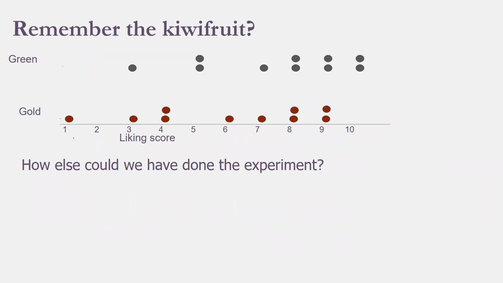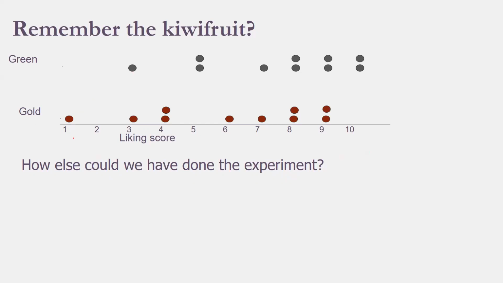So cast your mind back to the kiwi fruit example. That was a 2 independent sample t-test because we randomly allocated to groups. One group ate the green kiwi fruit and one group ate the gold kiwi fruit. But how else could we have done this experiment? So let's have a think.